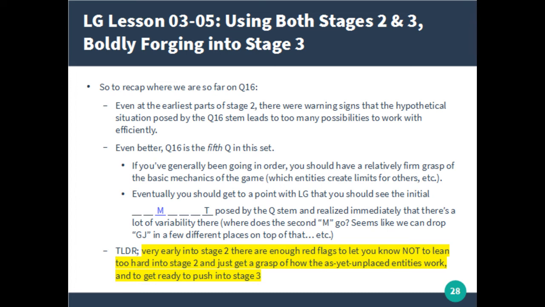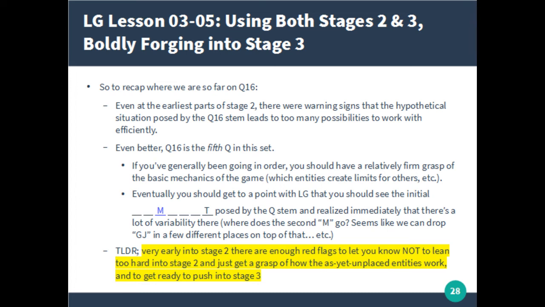Eventually, with enough practice of your LG skill in general, you should see the initial situation posed by the question stem, which again is blank blank M in slot 3, blank blank blank T. You should be able to see that and think, okay, there's probably a lot of variability there. If you're thinking about the rule that tells you there's a second M, you're thinking about the GJ block, and you're seeing that I've got quite a bit of flexibility here. I can mix and match, push things around. Even without drawing everything out, you recognize that there's quite a bit of variability.